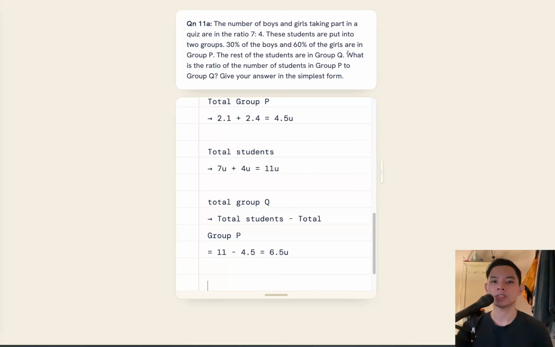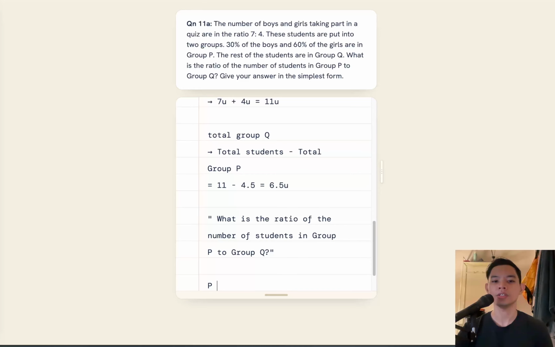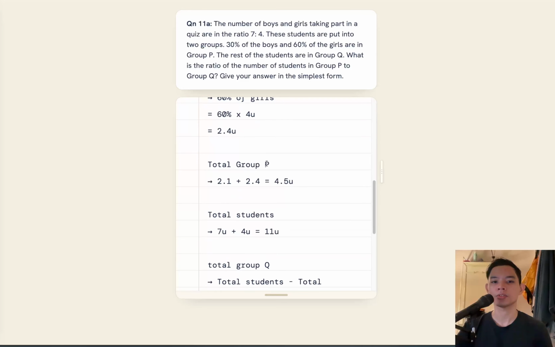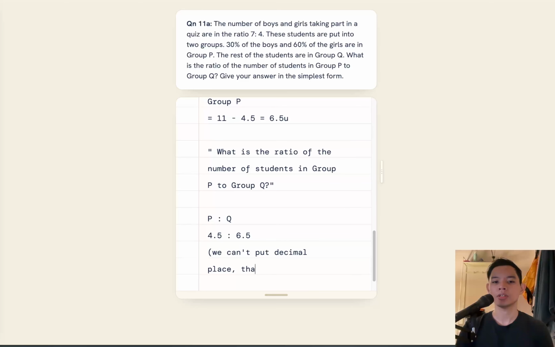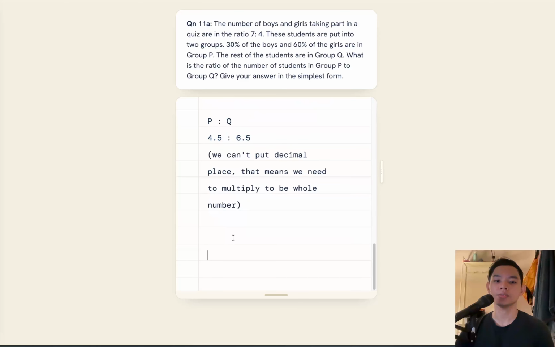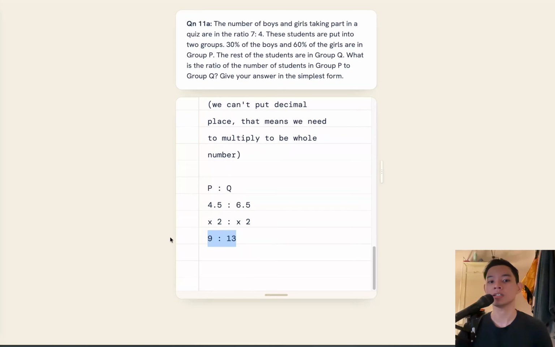So the question asks, what is the ratio of the number of students in group P to group Q? P to Q is 4.5 to 6.5. We can't have decimal places, so we need to multiply by 2. So this will be 9 to 13. Okay, there you go. So the answer is 9 is to 13.